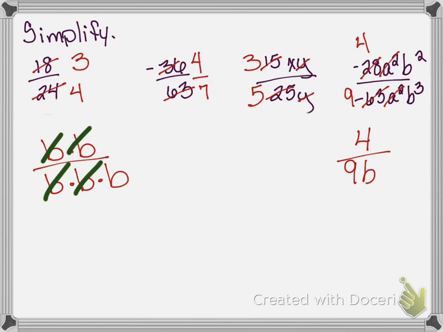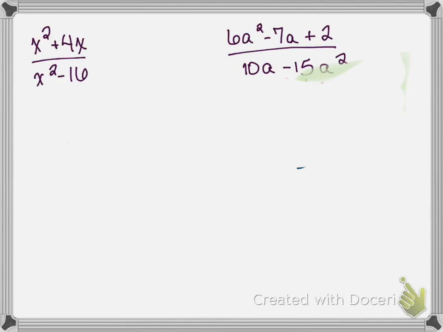Excellent. Now, again, I want to point out that all of these are monomials divided by another monomial. We are simplifying two monomials that are being divided. Now, I want you to look at what we have here. Now I have a binomial divided by a binomial. So I've got my addition and I've got my subtraction.